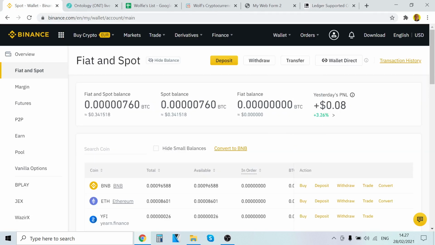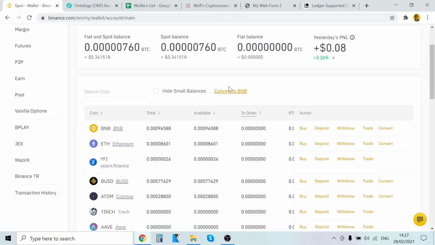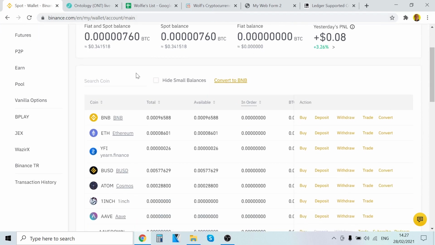Ledger is a hardware wallet. There's a lot of hardware wallets that you could use. Ledger is not the only one, but I've been using Ledger for years now, and it's absolutely amazing. It's an offline wallet to safely secure your cryptocurrencies.